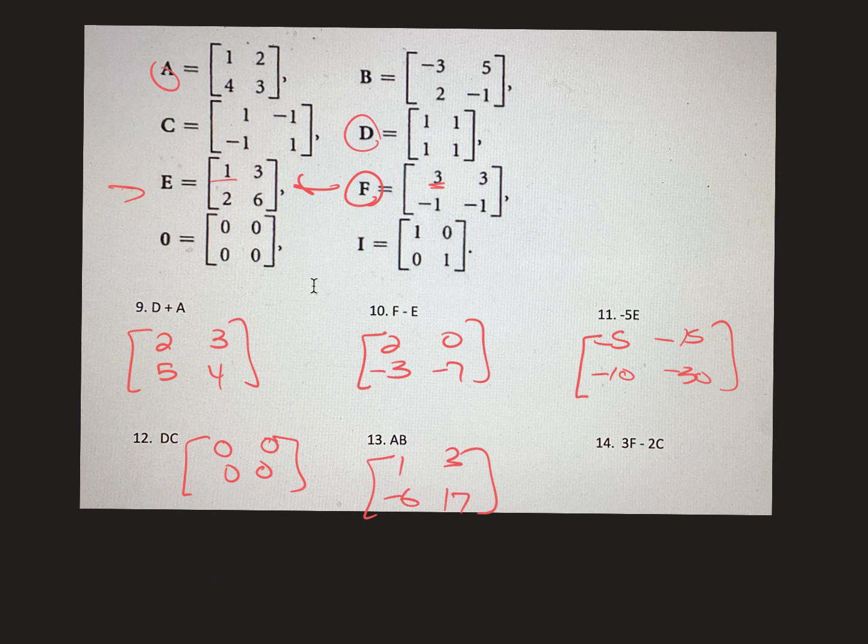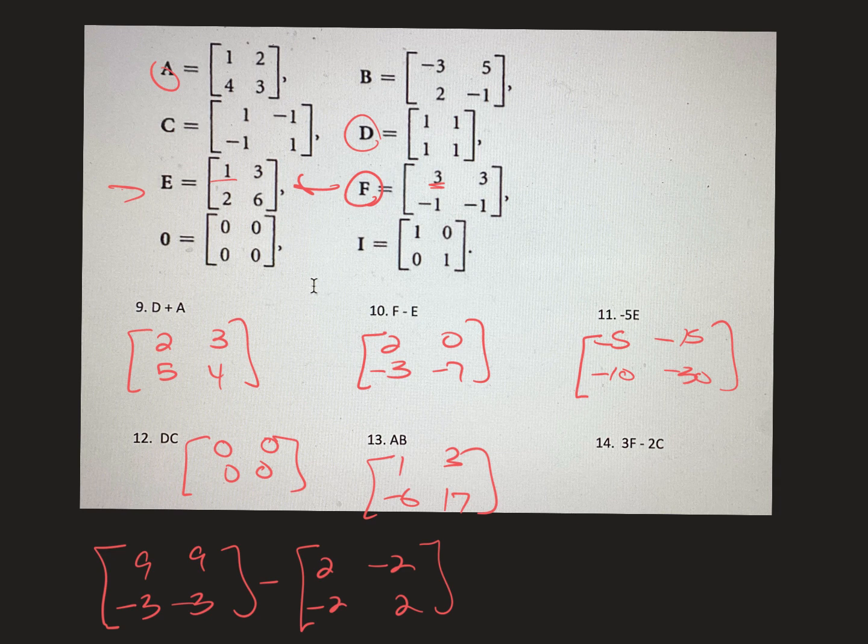3F minus 2C. So I'm going to go 3F down here first. 3F. If I do 3 times F, multiply everything in there by 3. 9, 9, negative 3, negative 3. Minus 2C. I'm going to leave the minus sign outside and just multiply everything in C times positive 2. You could also put a plus sign and multiply by negative 2. That's your choice. 2 times 1, 2 times negative 1, 2 times negative 1, 2 times 1.